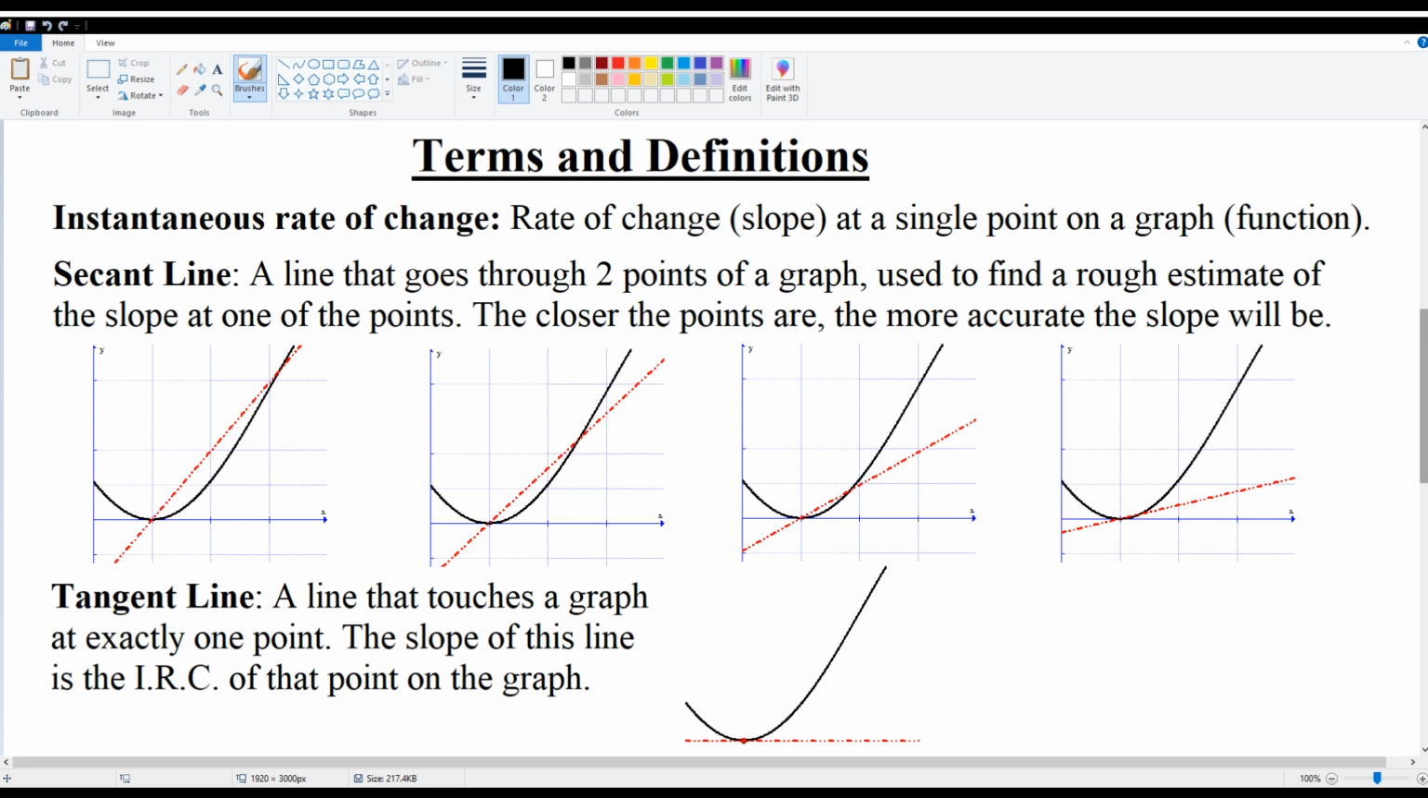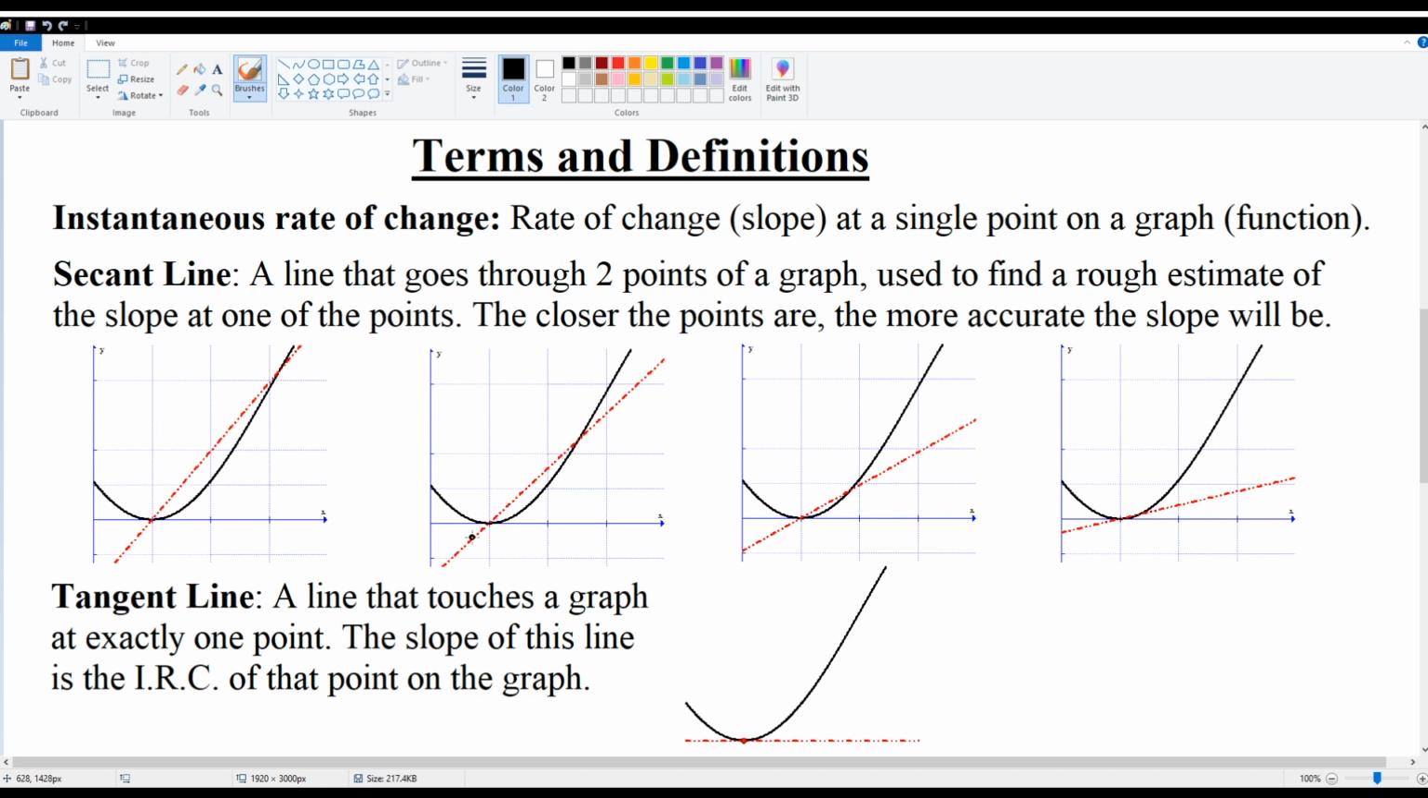A secant line is a linear line that goes through 2 points of a graph, and it's used to find a rough estimate of the slope at one of the 2 points that you're crossing through. However, the closer that those 2 points are together, the more accurate the slope at the point you are trying to find will be. So here you can see if I was trying to find the slope at this flat point right here, if I took it between these 2 points, I'm not going to get a very accurate representation of the slope over here because these points are way too far apart.